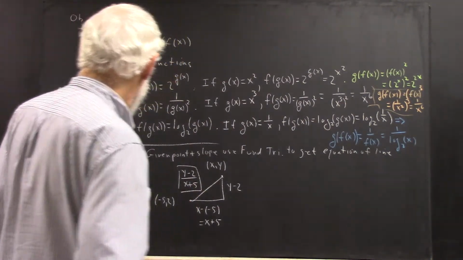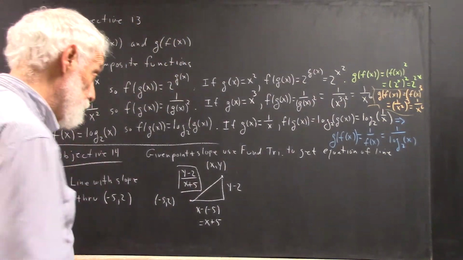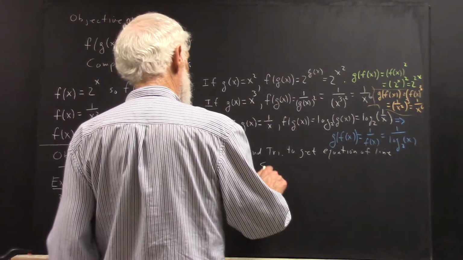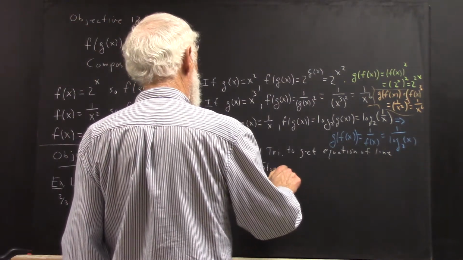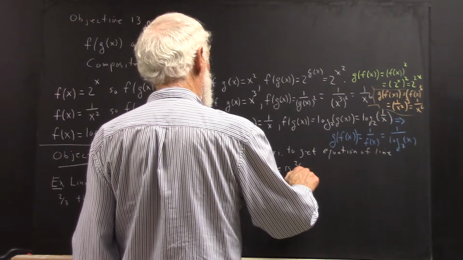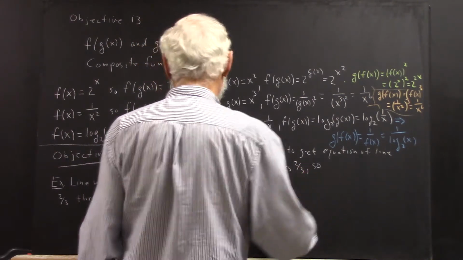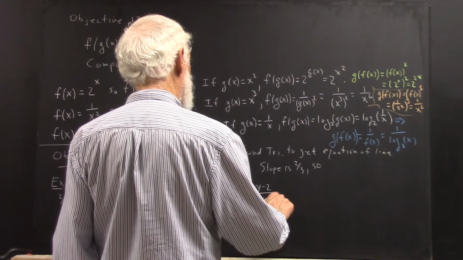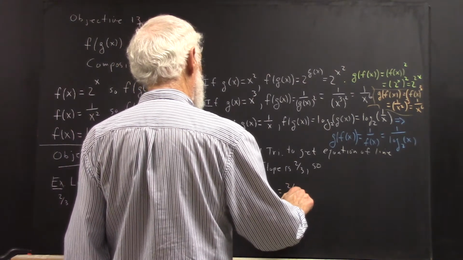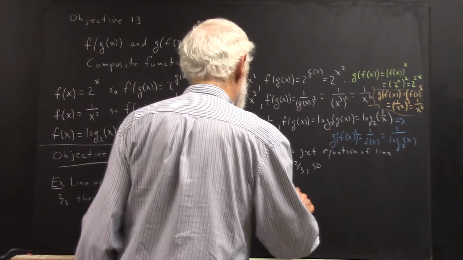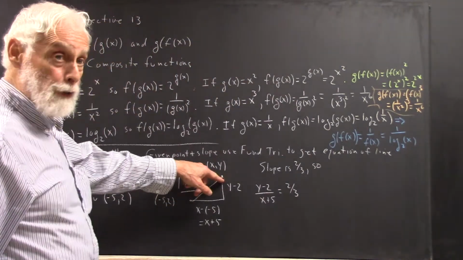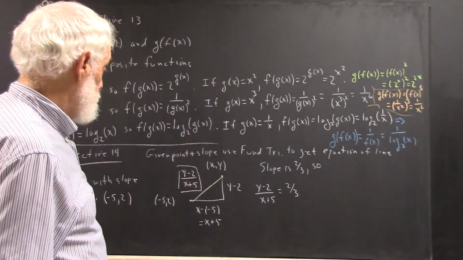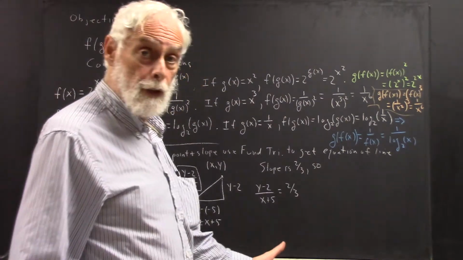Okay, well, the slope has to be 2/3. So y minus 2 over x plus 5 is going to be equal to 2/3, assuming x, y is on the line. So there's your equation. That's the equation of your line.